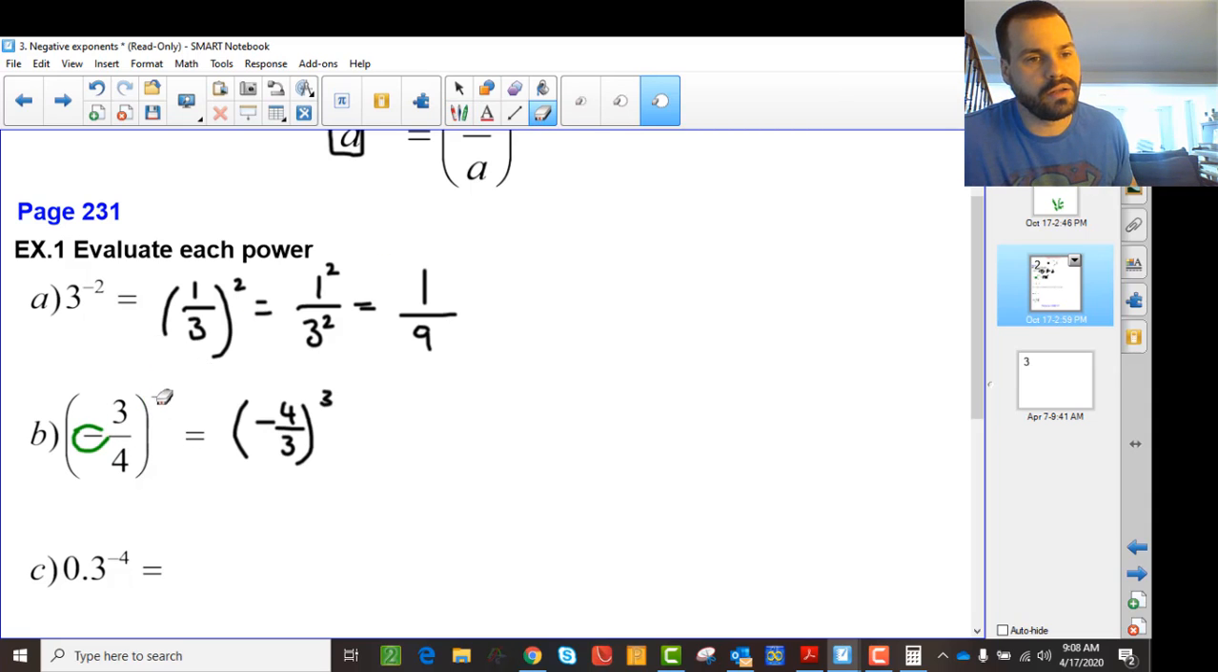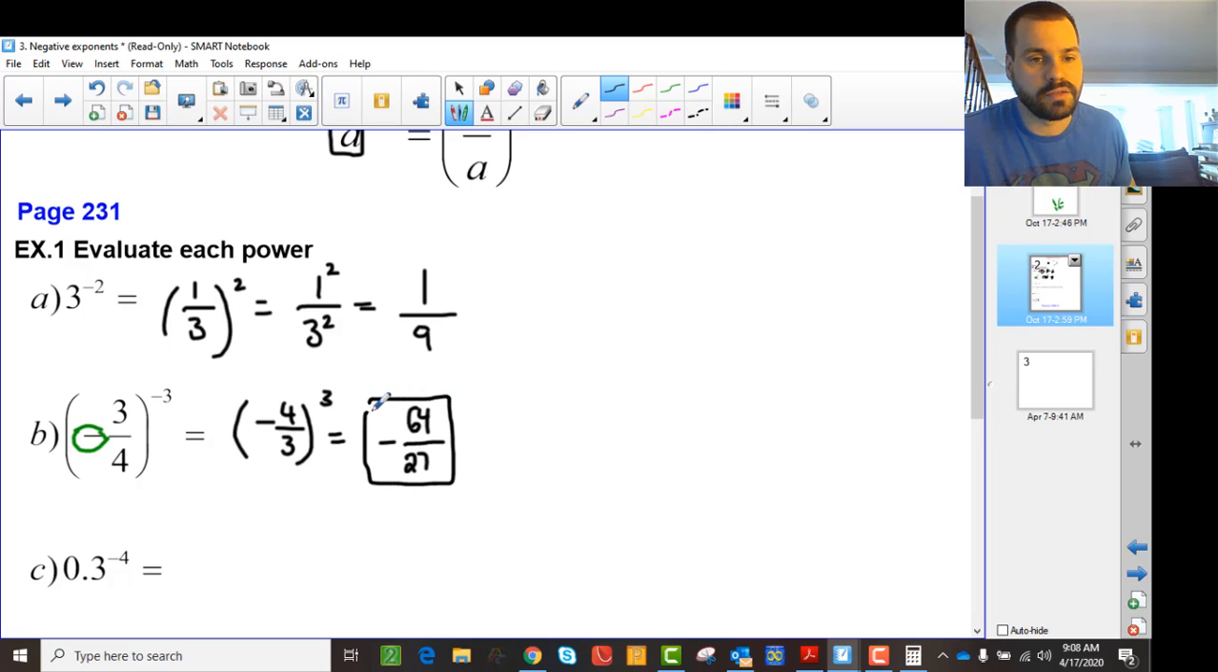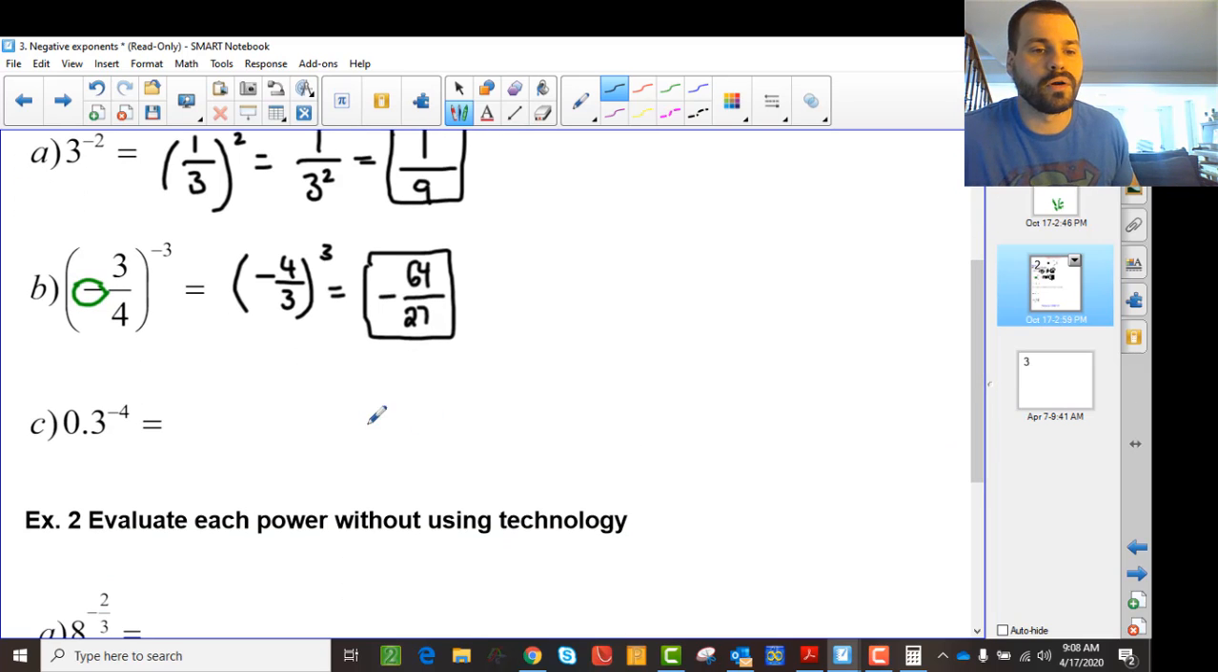So if the negative's in the power, it has nothing to do with a negative that's out front here, okay? So we just leave the negative, and then we cube 4 and get 64, and we cube 3 and get 27, and because it's a negative cubed, it stays negative, okay? So that's my answer. And this is 1/9, and then 0.3 to the minus 4.